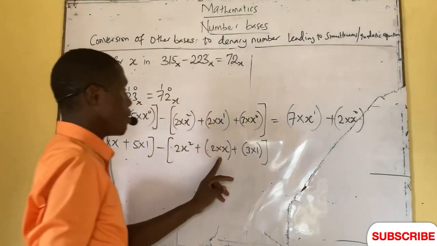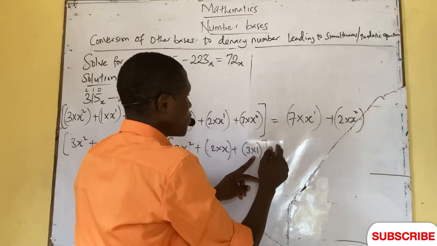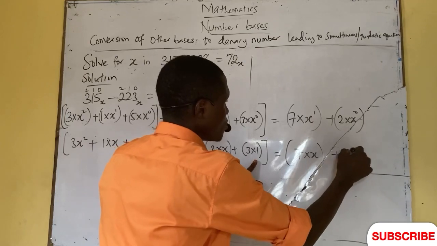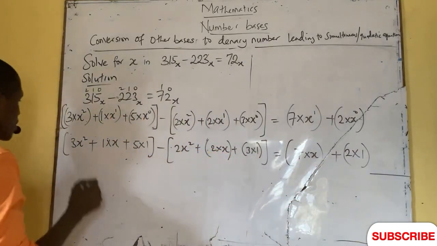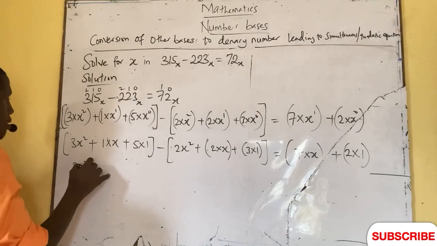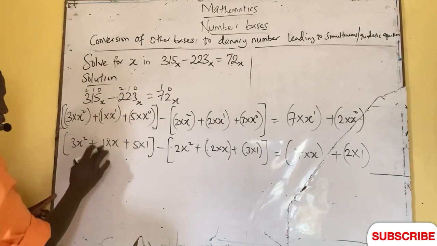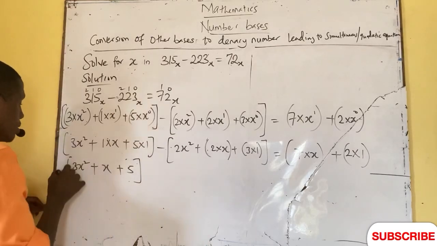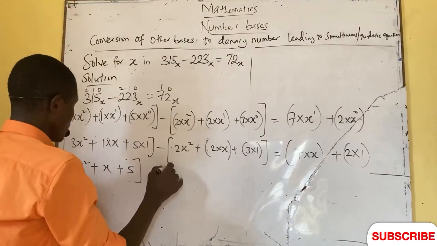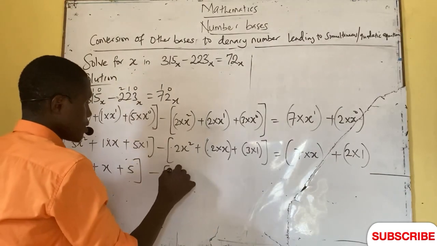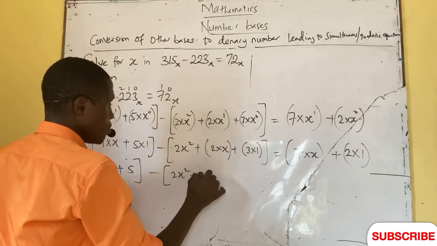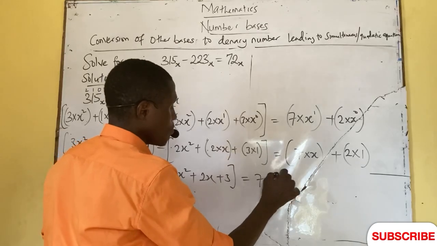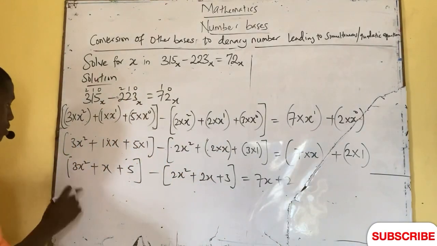3 times x, x power 1 is x, 3 times 1, x power 0 is 1, equal to now 7 times x plus 2 times 1. So with that now, we have 3x squared plus 1x. Now 1 times x is 1x, that is x plus 5. We are done with this one now, inside the bracket now, minus 2x squared plus 2x plus 3, bracket close, equal to 7x plus 2. 7x plus 2. Now with this now, you can easily what?